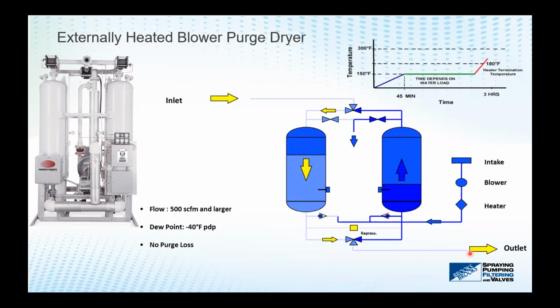So what you've done here is you've dried the air exactly the same way as a heatless dryer, but instead of using 15% of the compressed air to regenerate, here through the intake filter, the blower, and the heater, we take ambient air, we heat it up, and we move it through the chamber to basically liberate the moisture in the chamber.